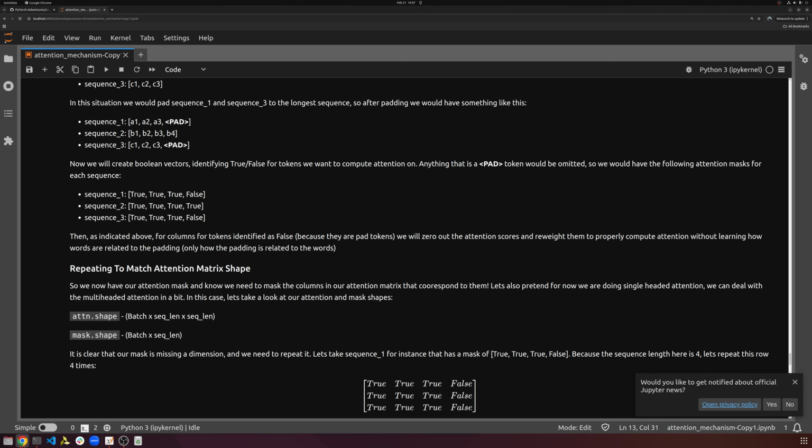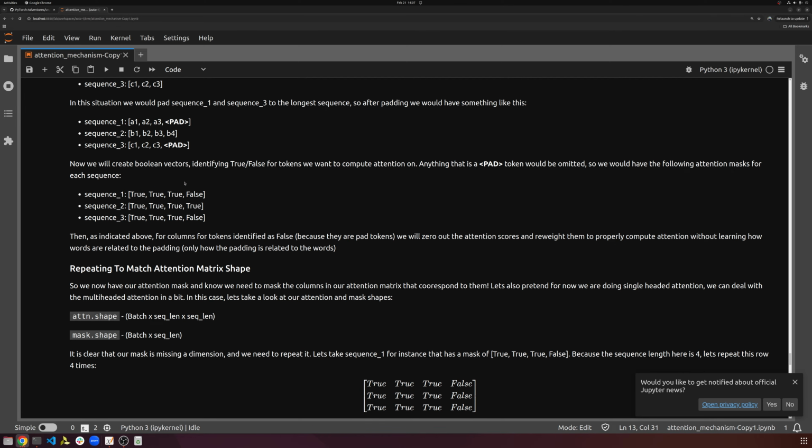So we're saying the first three things in sequence 1 are not pad tokens, and the fourth thing is a pad token. In the next one, all four things are not pad tokens, so they're all true. And in the next one, the first three things are not pad tokens, and the fourth one is a pad token, right? So that's how we're doing it. So true, false. In other implementations, they'll flip it. Like, they'll put a true where the pad is and a false where the pad isn't.